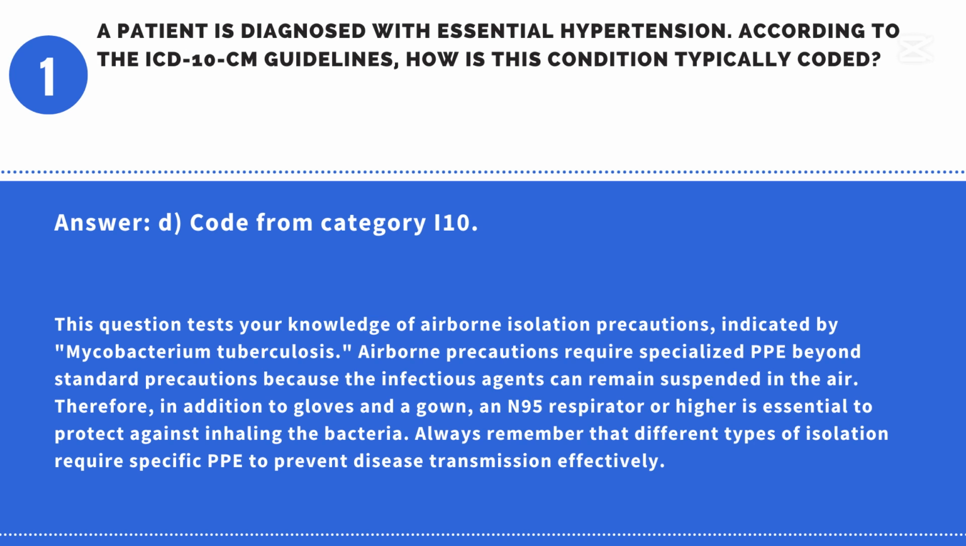Always look up hypertension in the alphabetic index first. It will direct you to the correct category. Remember, I-10 is your go-to for uncomplicated essential hypertension.